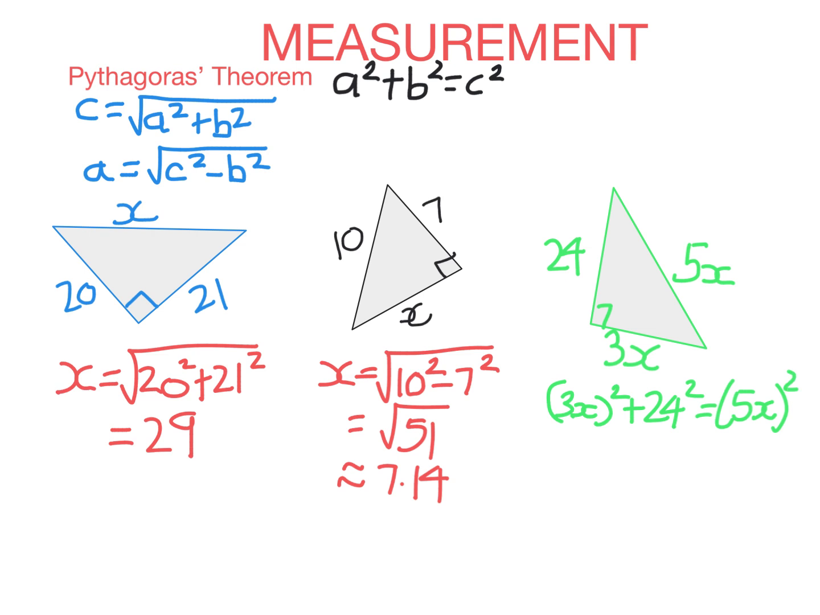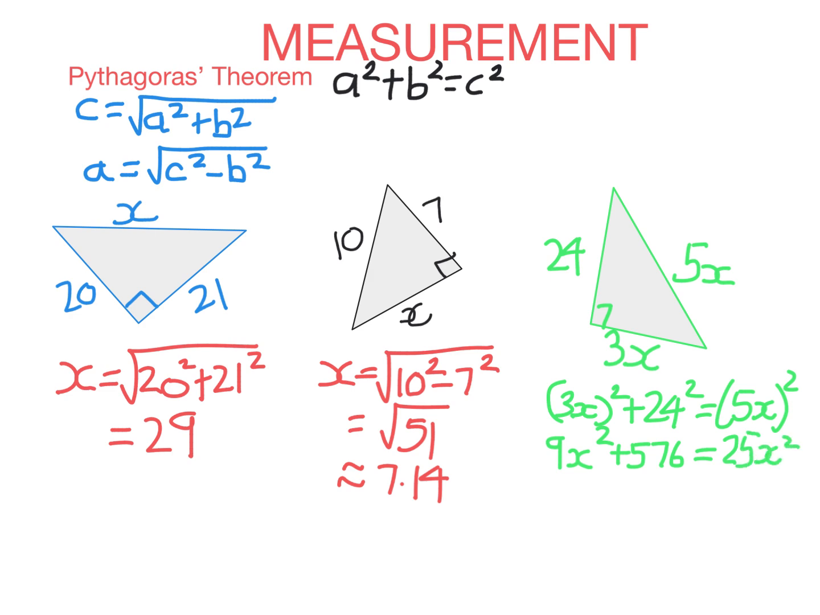Let's solve it. So here 3x squared, we need to square the 3 to get 9 as well as the x. 24 squared is just 576. You can put that on your calculator. Now similarly, 5x squared, you have to square the 5 and square the x. So square of 5 is 25. And then square the x.